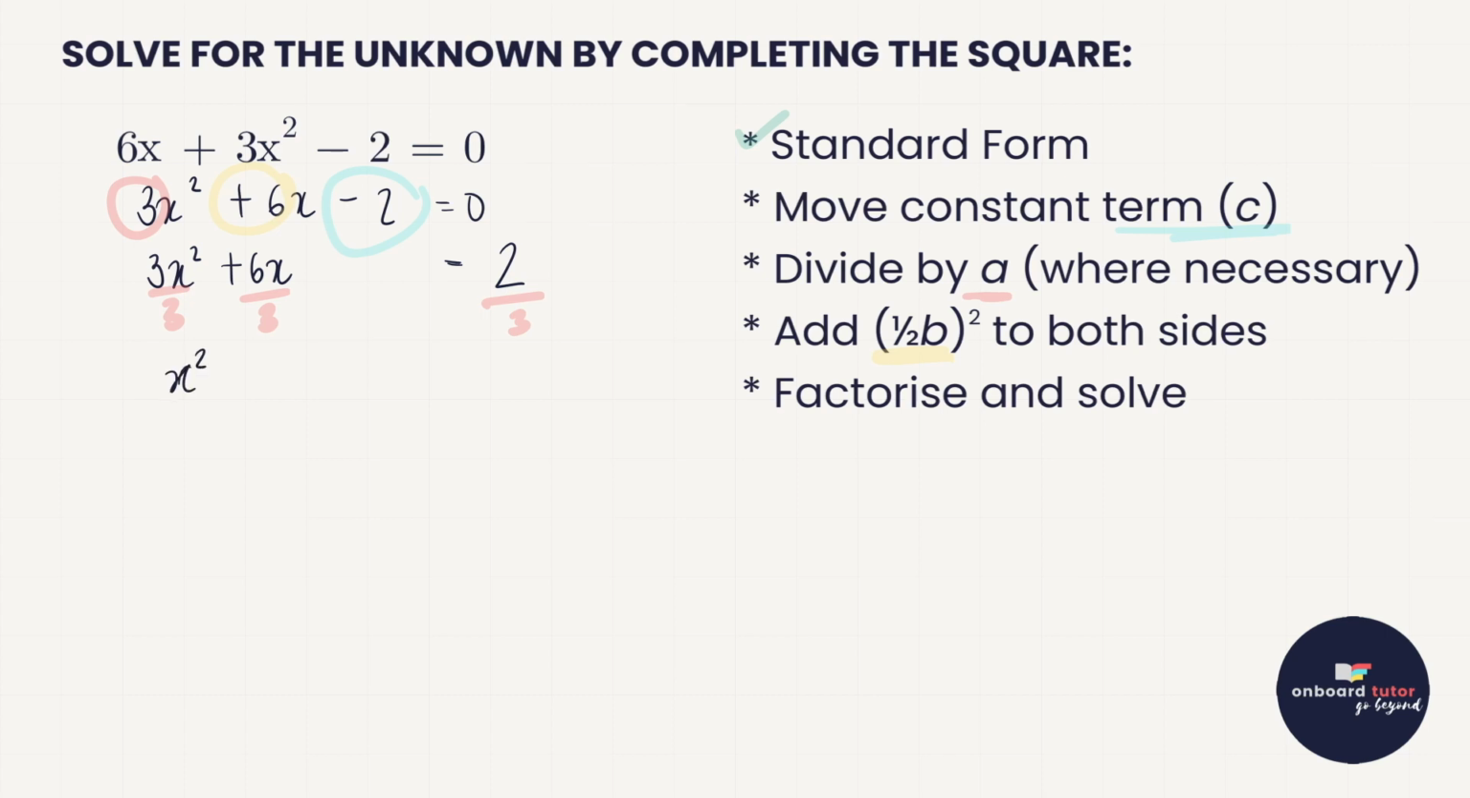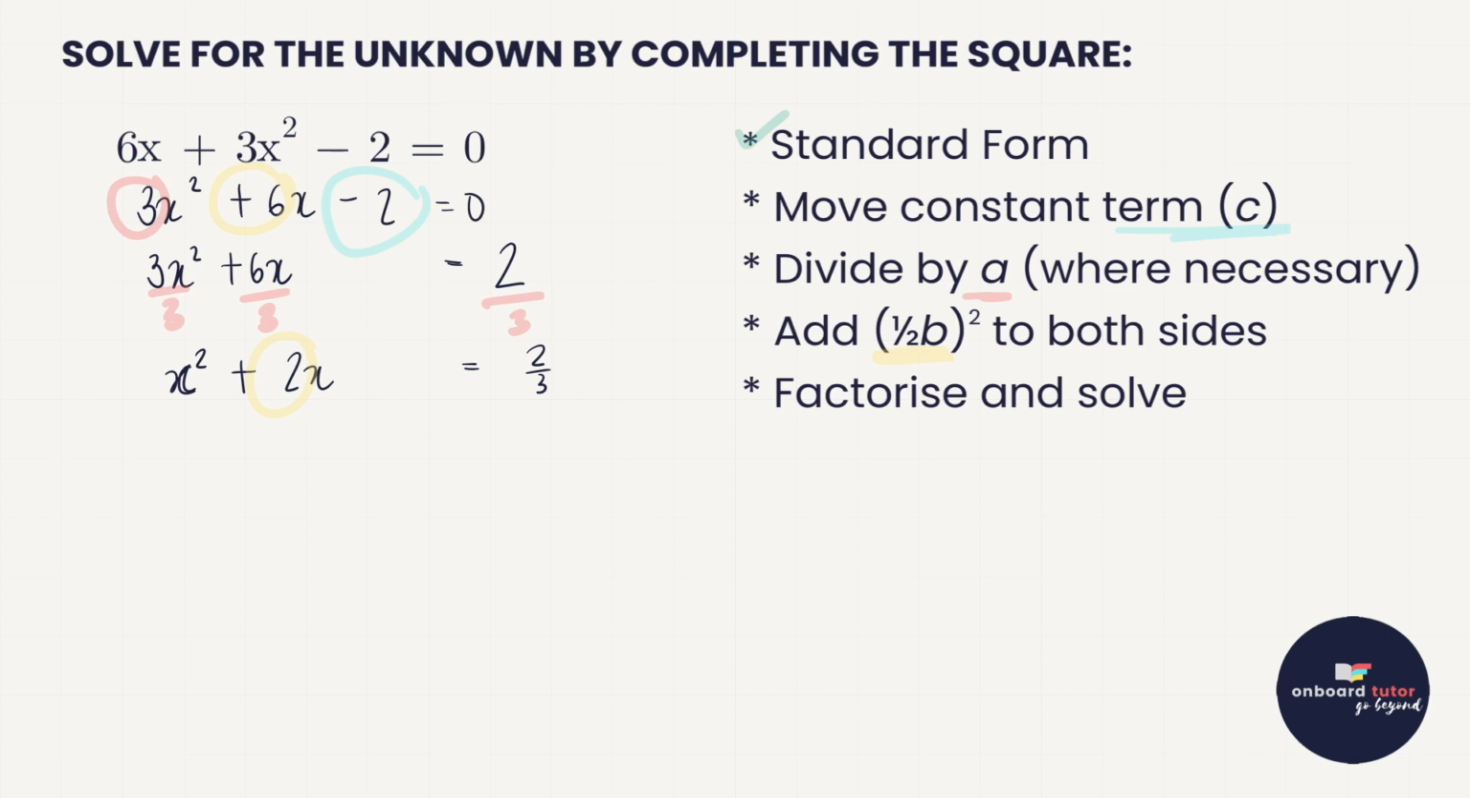So x squared there, plus 6 divided by 3 is 2x, is equal to 2 over 3. That doesn't divide nicely, so we're going to leave it as a common fraction for now. Then we need to add a half b squared to both sides. So now at this point, we're going to reassess, and we're going to say, what is the b value currently? So we are currently looking at a 2.